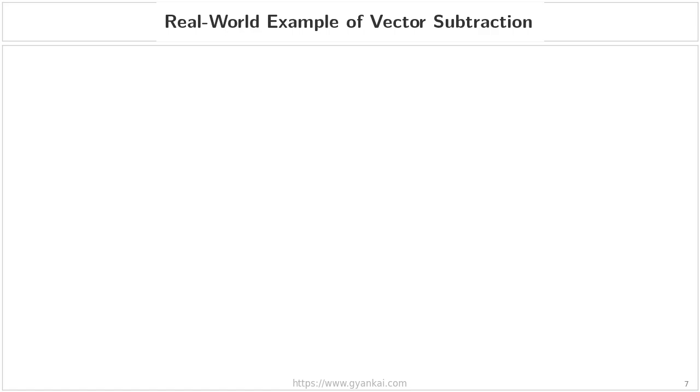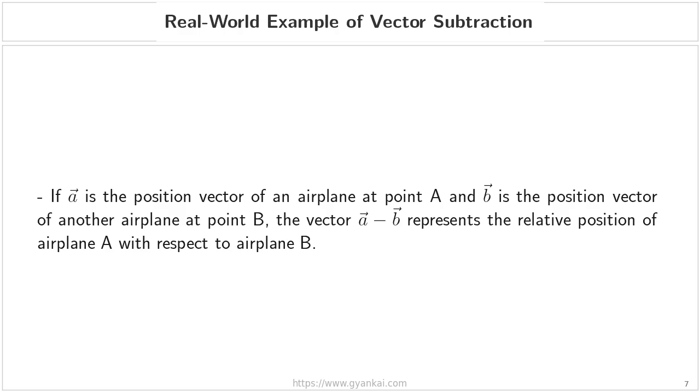Real-world example of vector subtraction. Now, let's step away from the abstract formulas for a moment and look at how vector subtraction actually applies to the real world. Imagine you are an air traffic controller monitoring two different aircraft. Suppose vector A represents the position vector of an airplane located at point A, and vector B represents the position vector of a second airplane at point B.